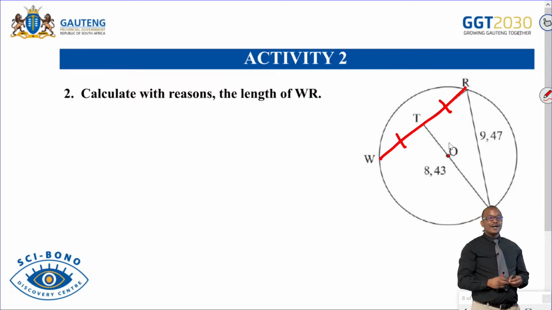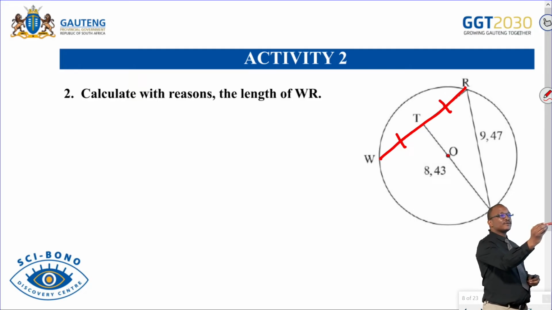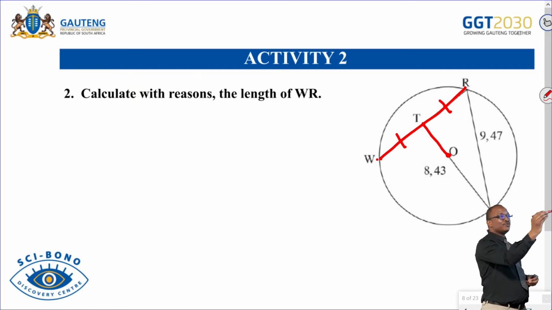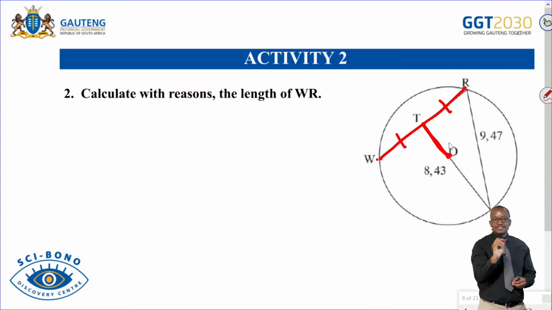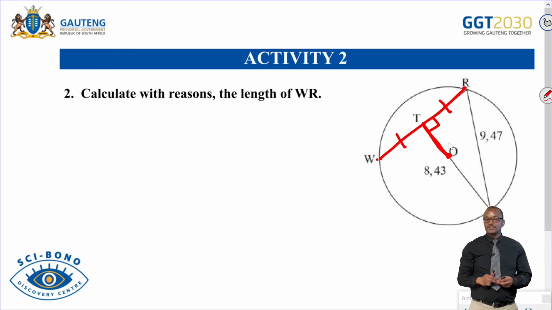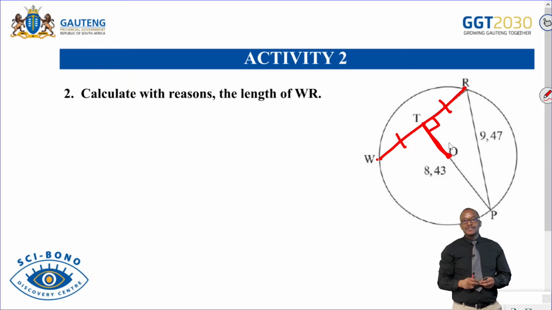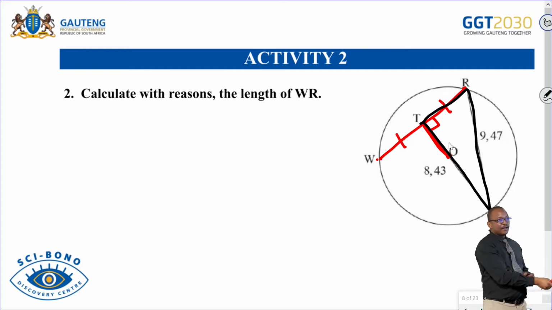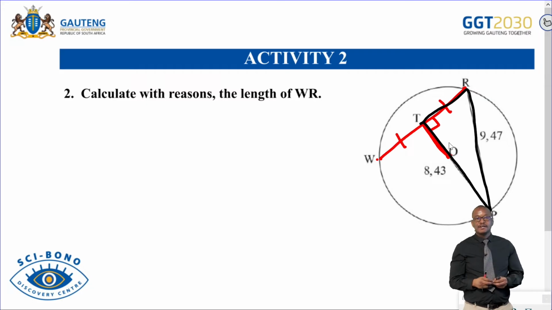We must remember our theorem that says if you have a line from the center to the midpoint of a chord, then it will be perpendicular to the chord. Remember, when you're saying midpoint, it is given that WT and TR are equal. It means this line from O to T is going straight to the midpoint of that line. Then when it's at the midpoint, we know that it is perpendicular to the chord. Then the minute it's perpendicular to the chord, we can look at the bigger picture, which is our right angle triangle.